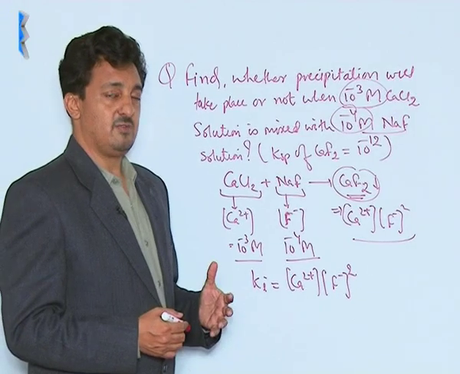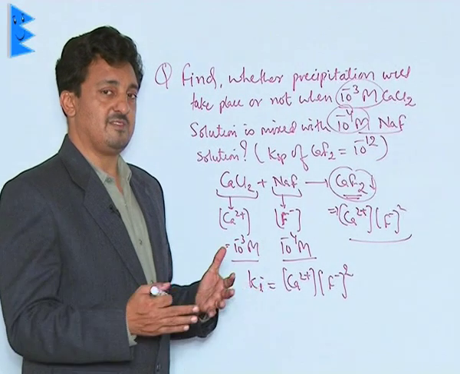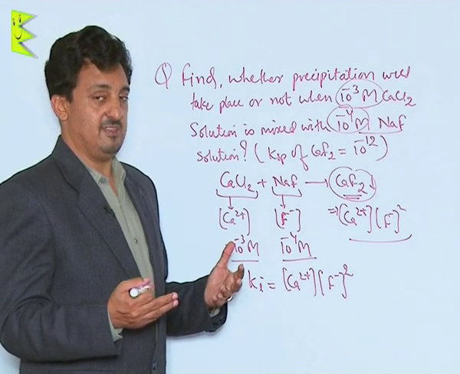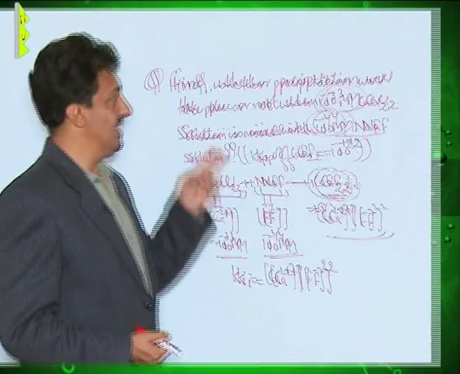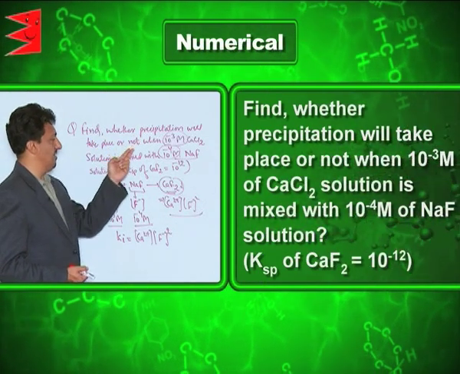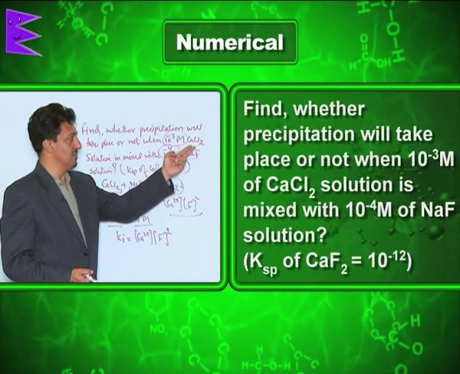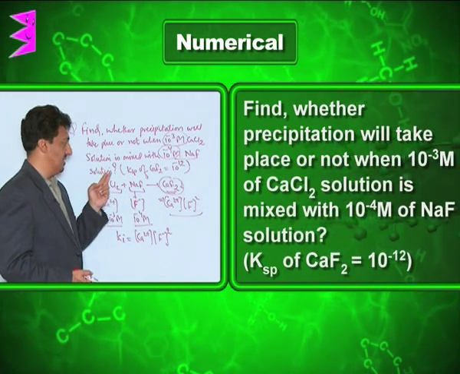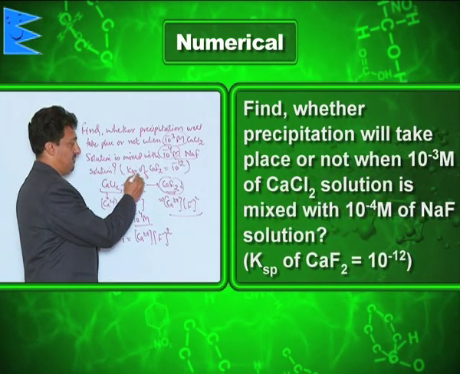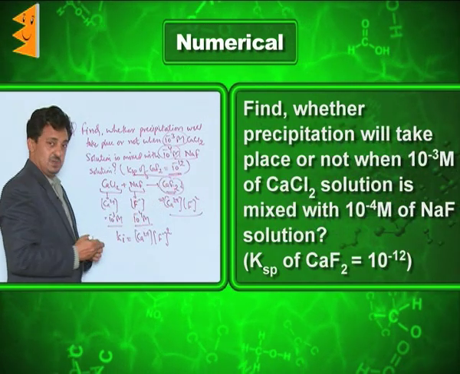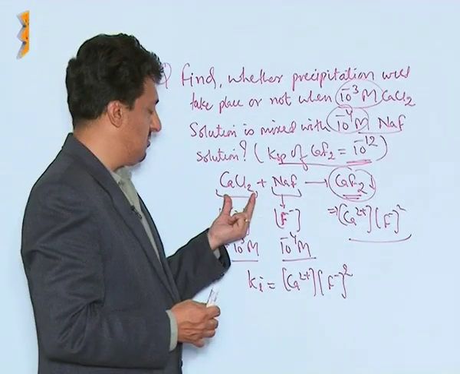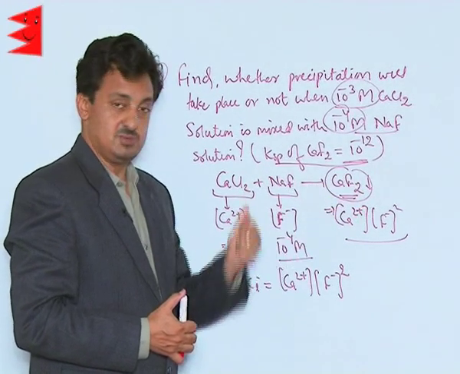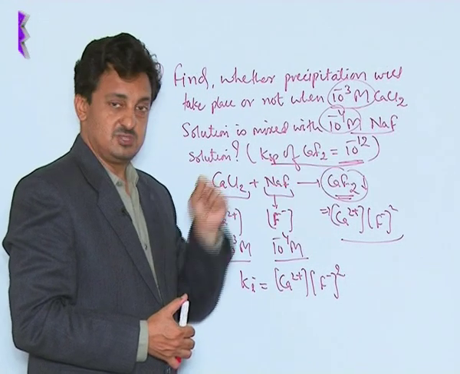Now let us understand from a numerical how the solubility product constant KSP and the ionic product constant Ki are related, and how they help us to understand whether the precipitation will take place or not. The numerical is: find whether precipitation will take place or not when 10 to the power minus 3 molar calcium chloride solution is mixed with 10 to the power minus 4 molar sodium fluoride solution. The KSP, or the solubility constant of calcium fluoride, is 10 to the power minus 12. See, we know when this calcium chloride and sodium fluoride are mixed, it is going to form calcium fluoride which will be precipitated out, and its solubility product is this much.